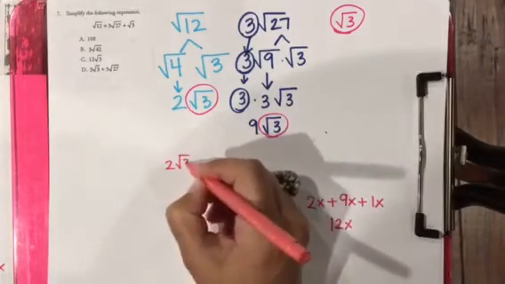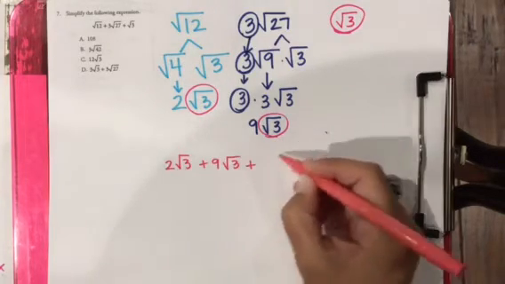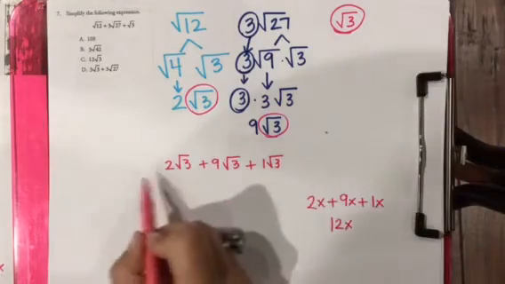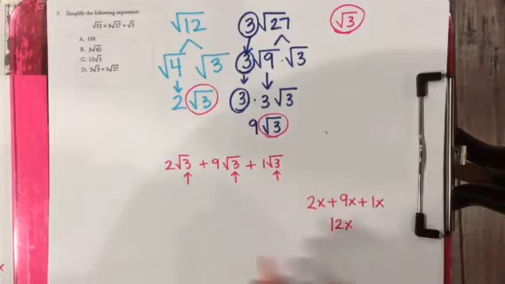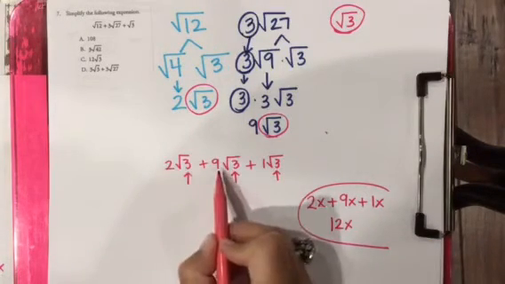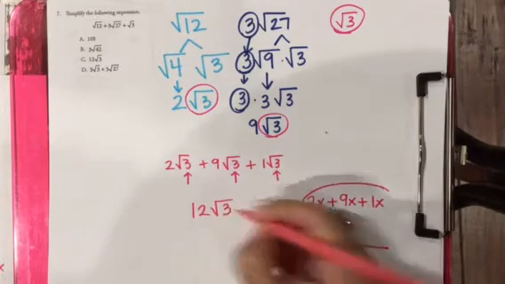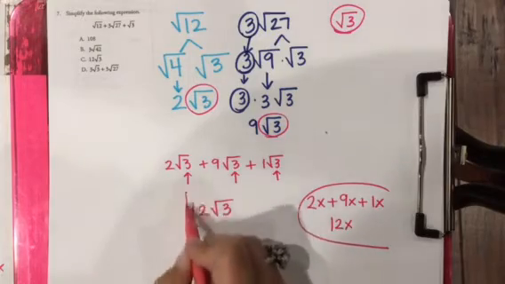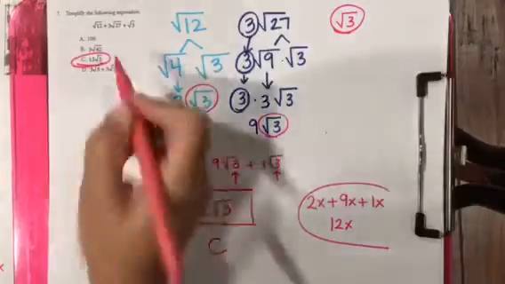I have 2 root 3 plus 9 root 3 plus, I'm going to call this 1 root 3 since it's just a single root 3. Because these are all the same here, I can now combine them all and add them just like I did these x's in this little side example. So 2 plus 9 is 11, plus 1 is 12. 12 root 3, and that cannot be further simplified because the root 3 will give us a decimal answer. So this is my final answer, which will give me an answer of C for 7.